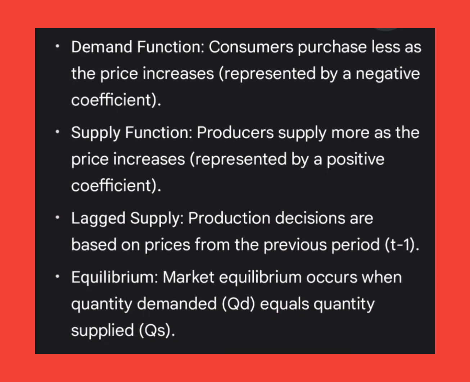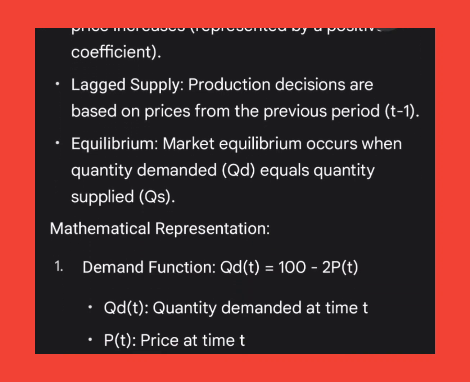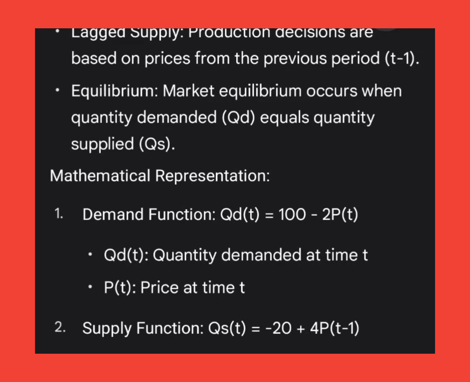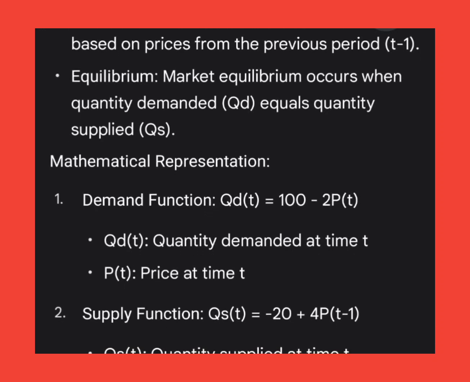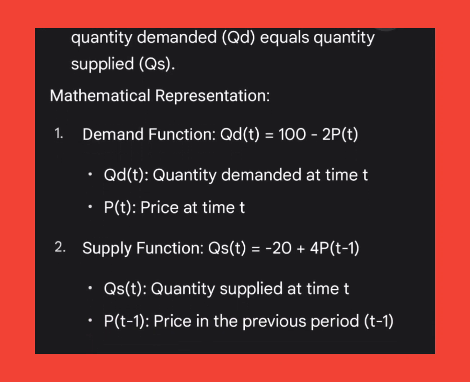Consumers purchase less as the price increases, represented by a negative coefficient. Supply function. Producers supply more as the price increases, represented by a positive coefficient. Lagged supply. Production decisions are based on prices from the previous period, t-1. Equilibrium. Market equilibrium occurs when quantity demanded, QD, equals quantity supplied, QS.